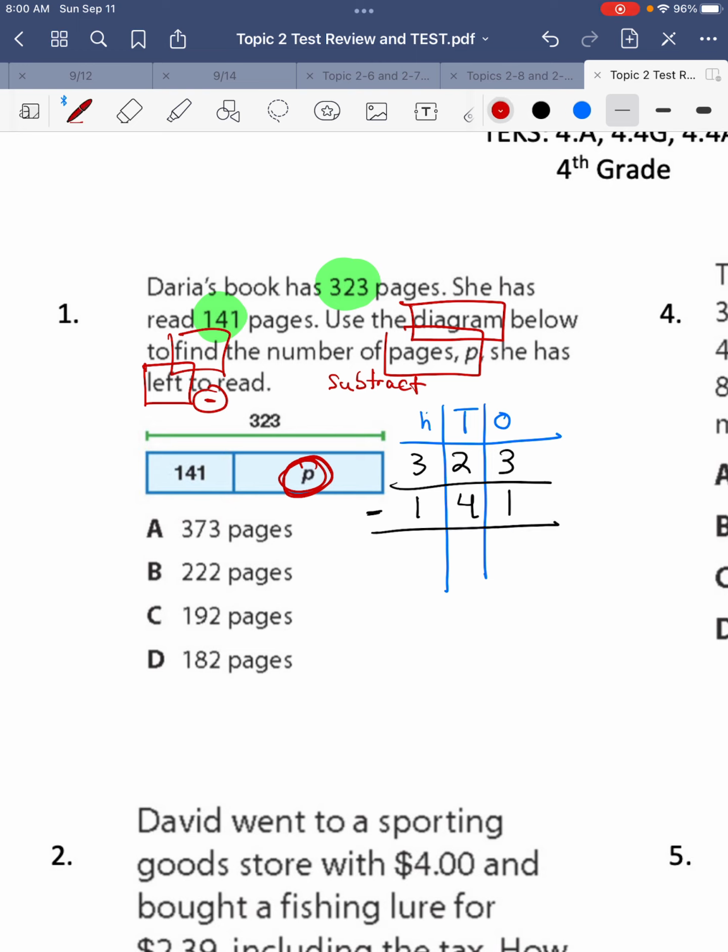3 minus 1 is 2. I cannot do 2 minus 4. Take away from the 3, it becomes a 2. The 2 now becomes a 12. 12 minus 4 is 8. 2 minus 1 is 1. So my answer is 182.